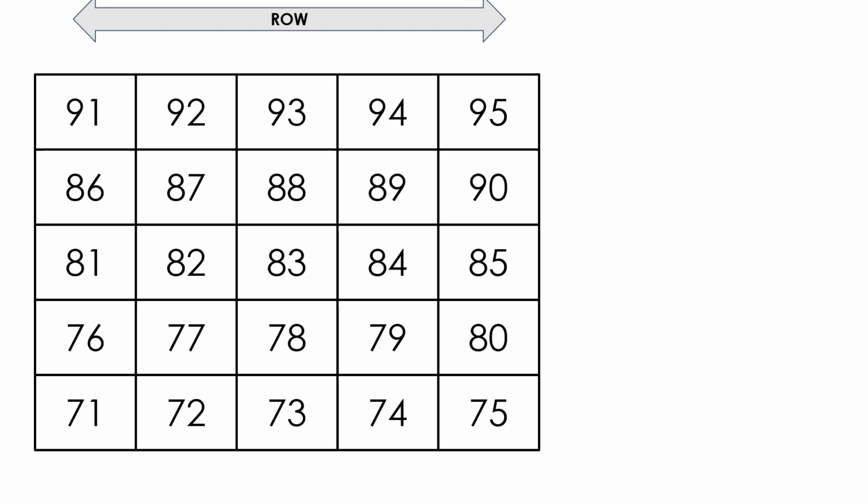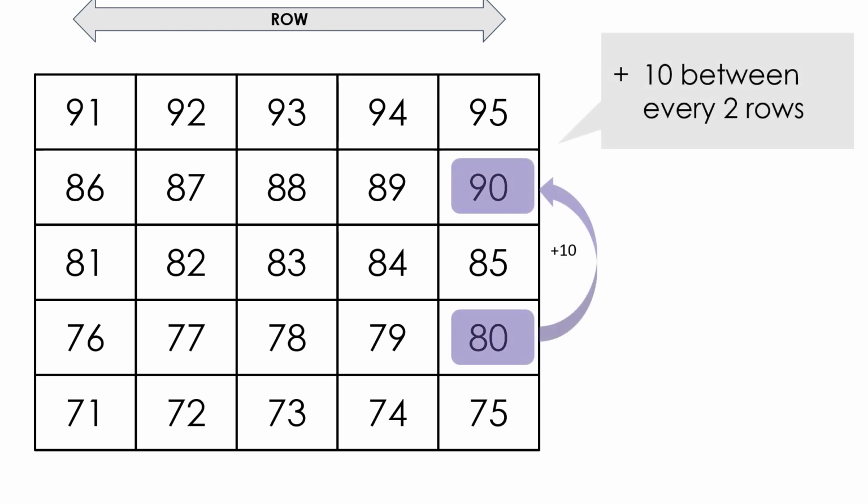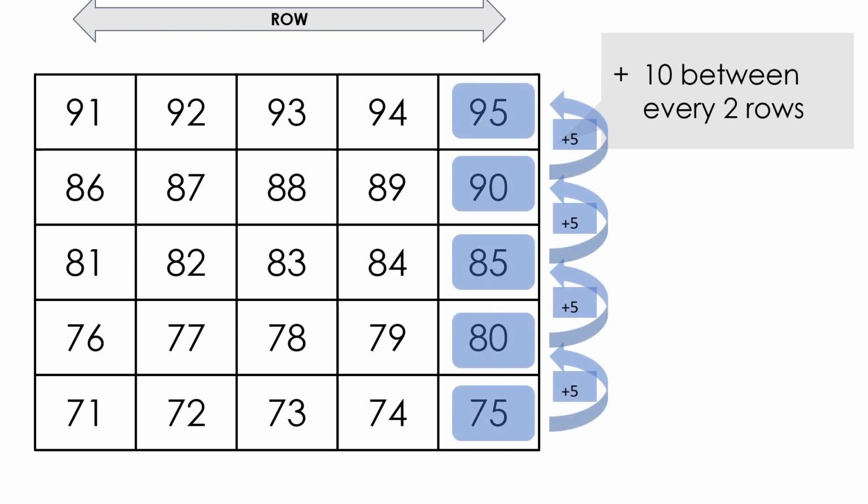There are a lot of patterns in our chart, but maybe you noticed that it's increasing by 10 every 2 rows. From 80 to 90 is an increase of 10. What's another noticing? Maybe you noticed on this column that it is going up with an increase of 5 every row.